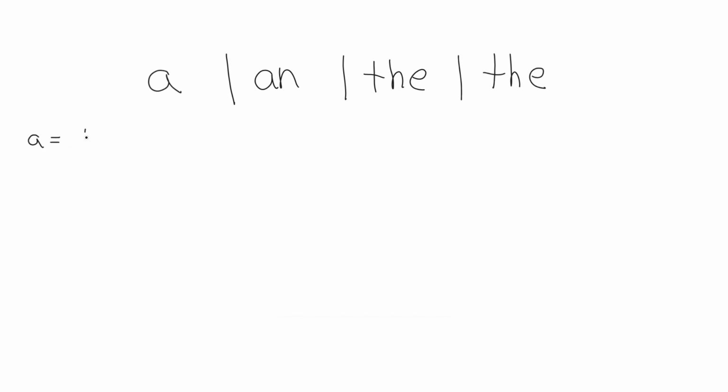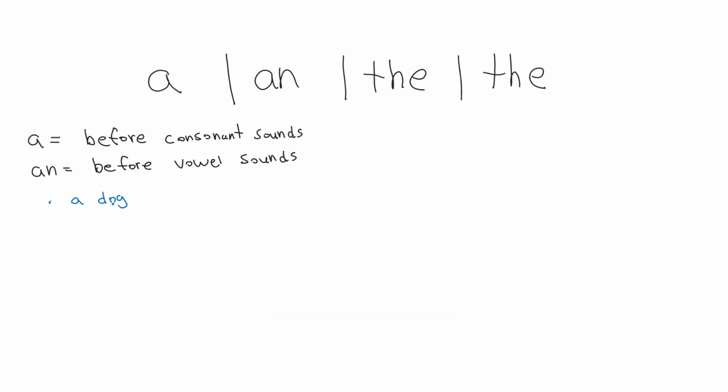A is used before consonant sounds. An is used before vowel sounds. Here are some examples. Example, a dog, followed by a consonant, a banana, again, followed by a consonant.